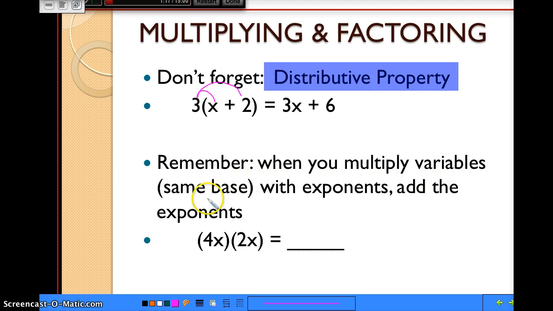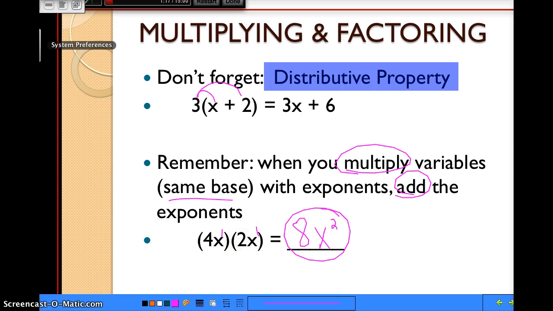Remember, when you multiply variables with the same base, this is what we learned in our last chapter with exponents, you're going to add the exponents. So 4x times 2x: 4 times 2 is 8, and x to the first times x to the first is x to the 1 plus 1, which is 2. Keep that in mind as we go through some of these problems, because we're going to end up multiplying variables when we use the distributive property.